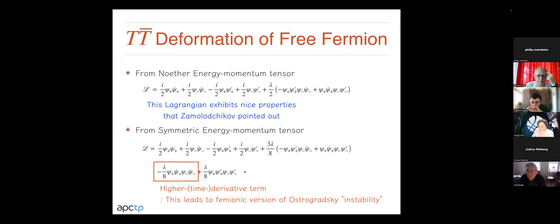A question, if I may. If I calculate this boxed quadratic term in time derivative in the metric energy momentum case, on the solutions of the equations of motion of the original Lagrangian, or on the solutions of the deformed equations of motion with respect to the canonical EMT, does it vanish or not? No, this does not vanish. So it has a certain influence.